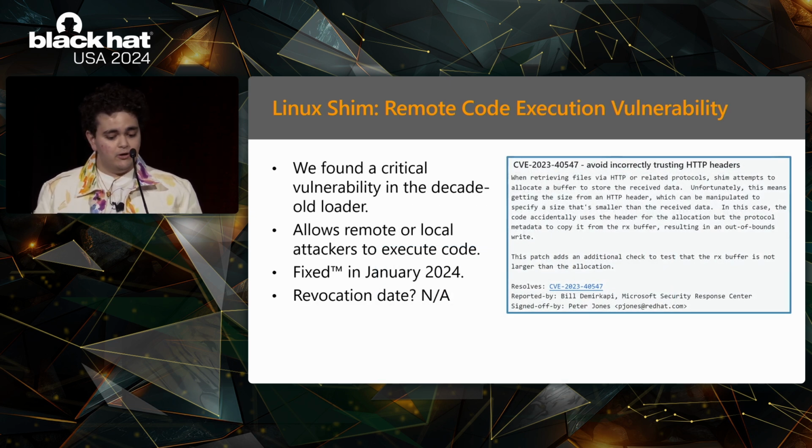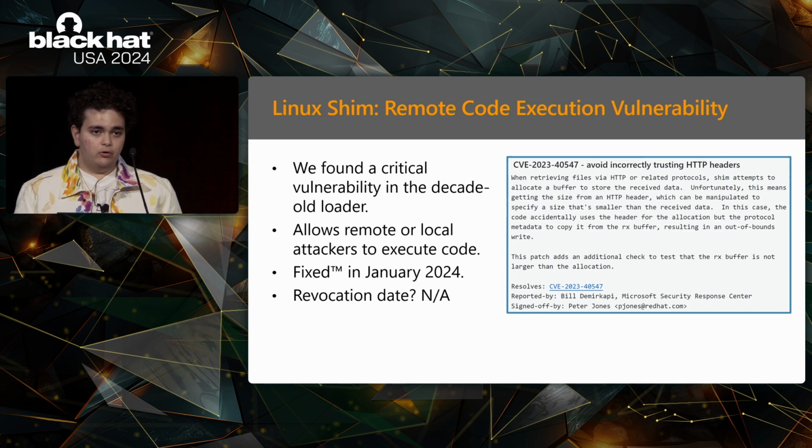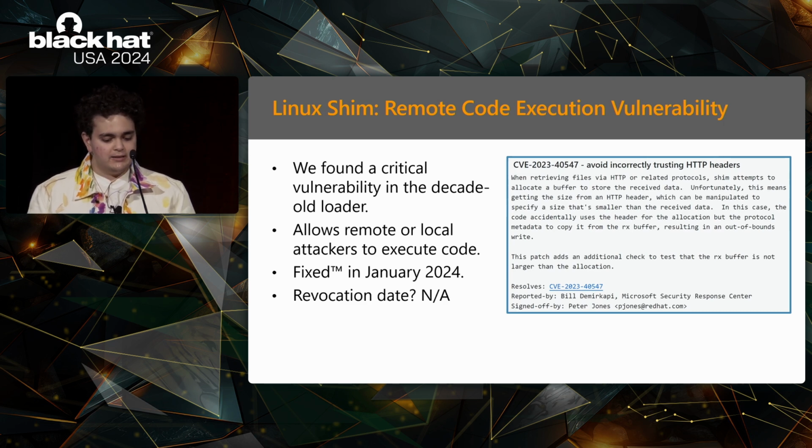Now, MSRC was actually able to find a critical vulnerability in this code that has been public for nearly a decade. It allows attackers to execute code from a remote scenario, a local scenario, a physical scenario. Now, it was fixed in January 2024. You can see the CVE issued on the right. And the code was out, but unfortunately, the revocation date is still unclear in a lot of cases. Remember, just because we fixed it in the latest version of the code, that doesn't mean we're safe.